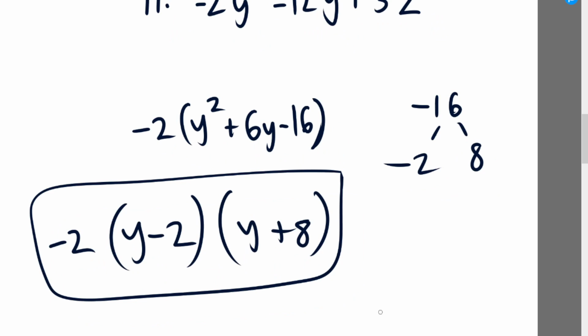If you have any questions about factoring, please let me know. In this semester, we will be using factoring quite a bit, and it's just assumed that you already know how to do it so far.